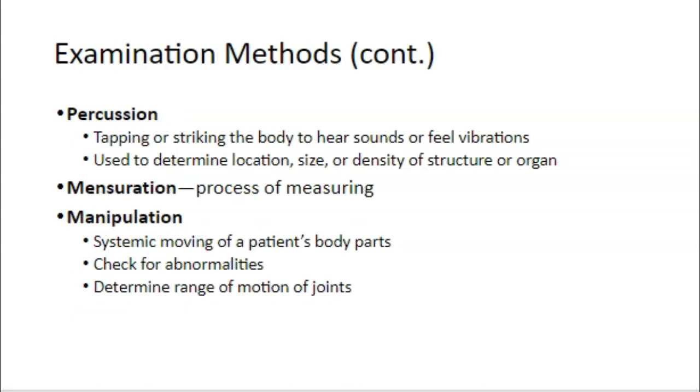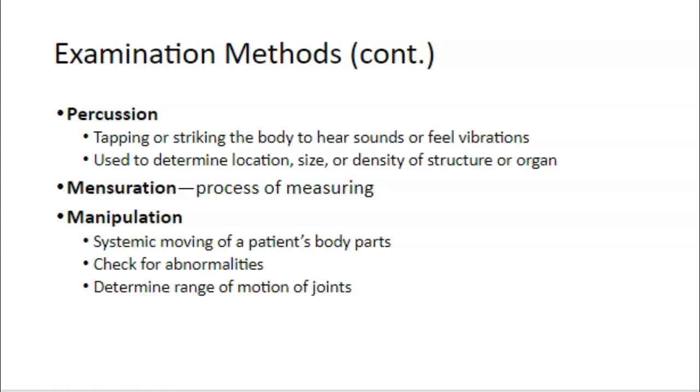And then we go to percussion. And percussion is a tapping or striking on the body to hear certain sounds or to even feel vibrations. It's usually used to determine the size, location, and density of some sort of organ or structure. So you can percuss in the lungs. You can actually percuss to see if there's any fluid in there. In the lower parts of the lungs or in the lobar areas of the lungs, you can percuss the size of the heart. You can percuss the size of the liver.